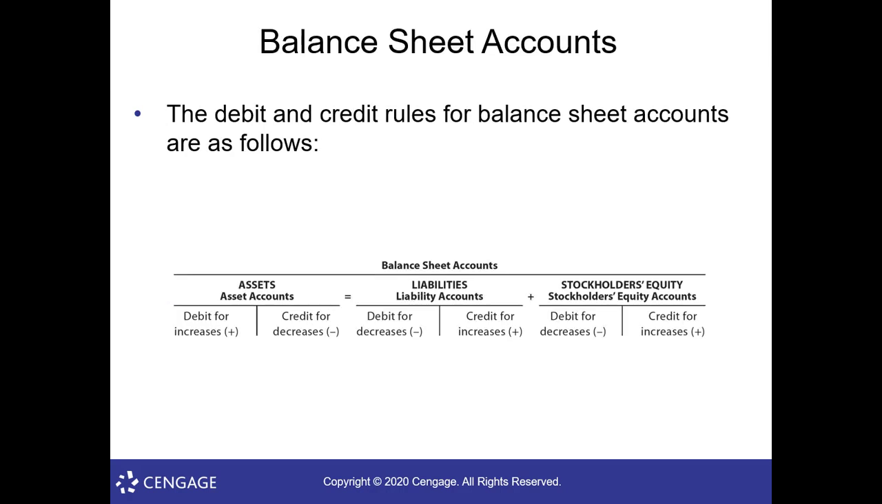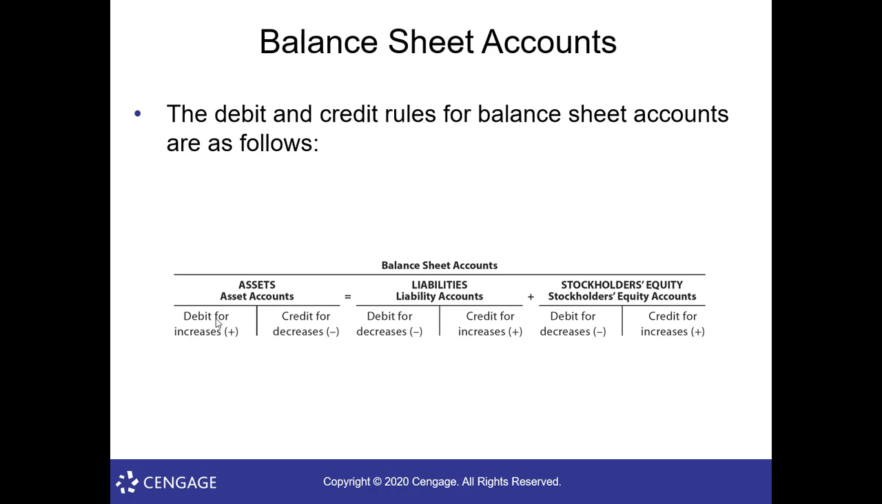So debits increase assets and credits decrease them. For the accounting equation to work, the opposite has to occur on the right side of the equation. So debits decrease liabilities and credits increase them. Primarily, what you need to remember is that a debit increases assets. From there you can work out all the rest of it.